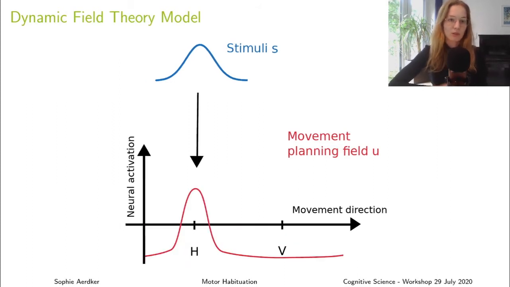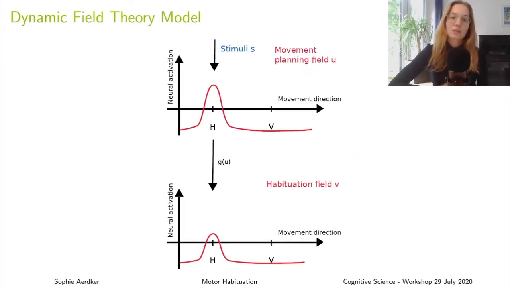Now, when the stimulus is strong enough, activation in the field goes through the detection instability, modeling the decision to move. So far so good, but there's no habituation in this model because the movement planning field would simply be suprathreshold when the stimulus input is strong enough.